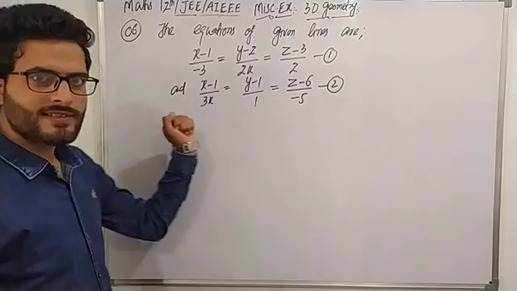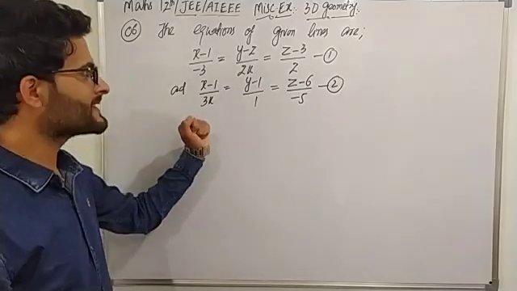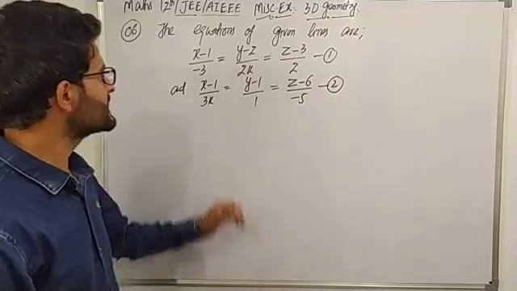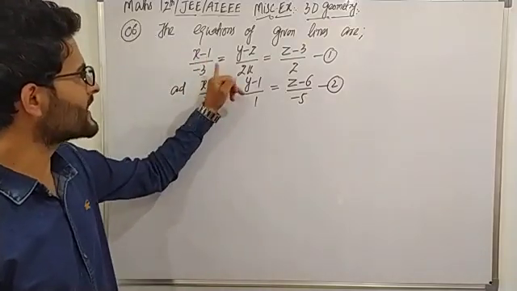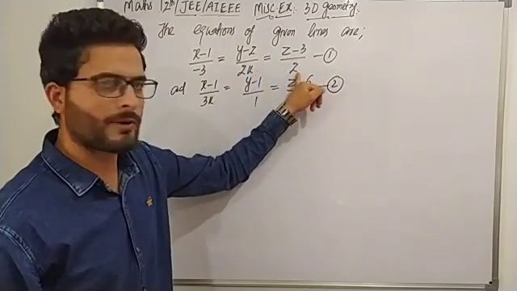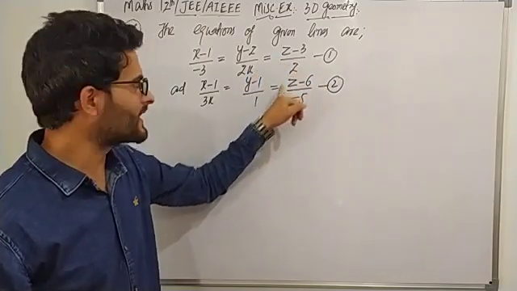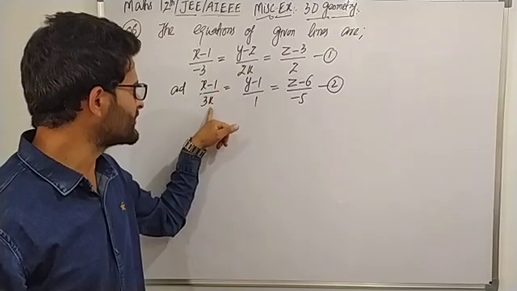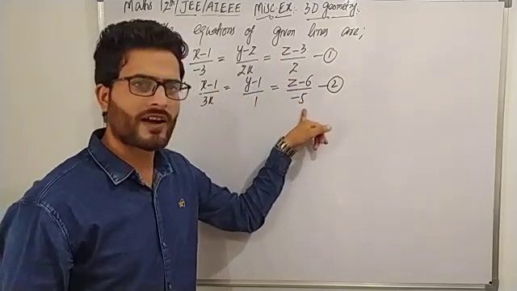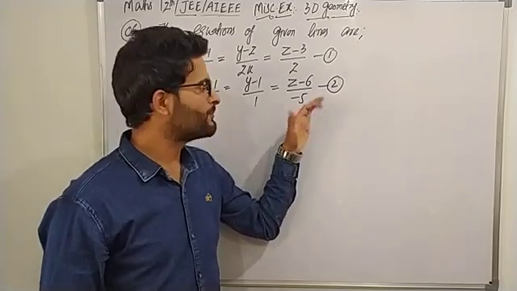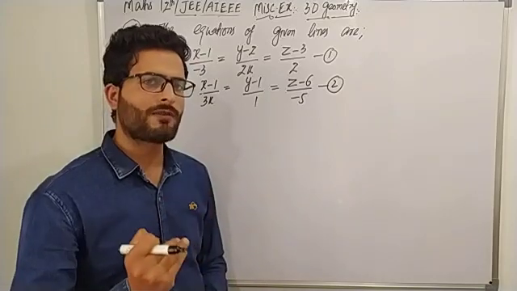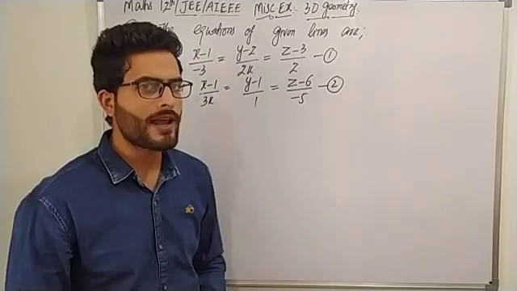Now we are on question number 6 of the same miscellaneous exercise, and in that question number 6 we have the equations of two given lines, x minus 1 divided by minus 3, and that's equal to y minus 2 divided by 2k, and that's equal to z minus 3 divided by 2, and the equation of the second line in Cartesian form is x minus 1 divided by 3k is equal to y minus 1 divided by 1, and that's equal to z minus 6 divided by minus 5. So both the equations are of the form x minus x1 by a equal to y minus y1 by b, and that's equal to z minus z1 by c.